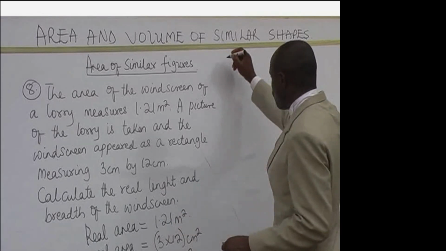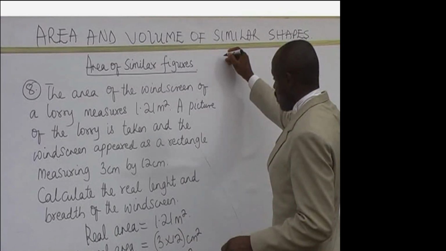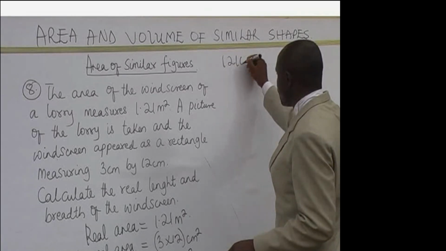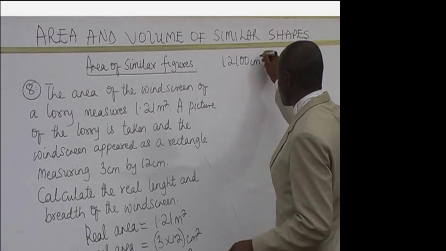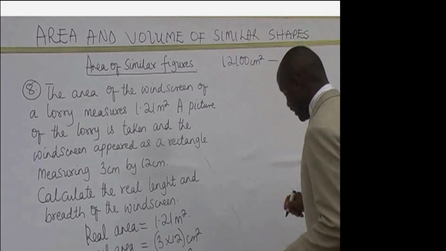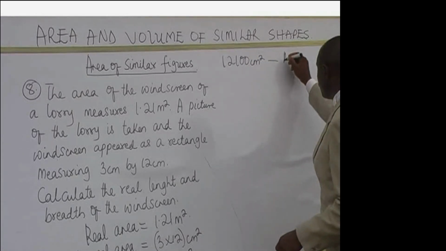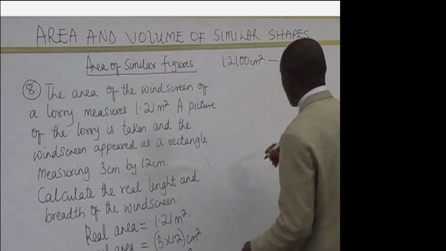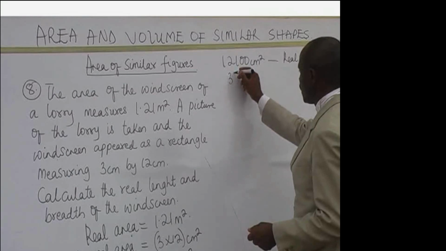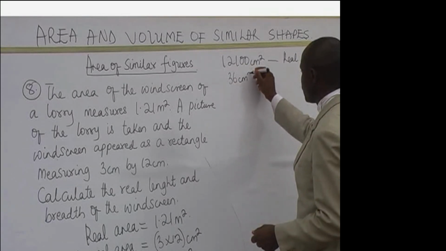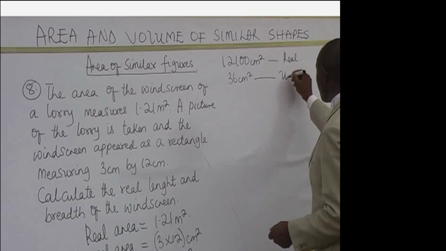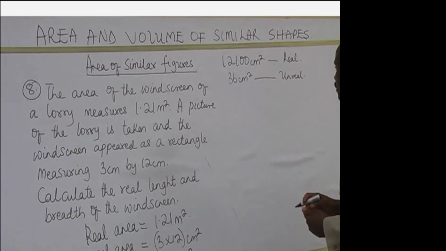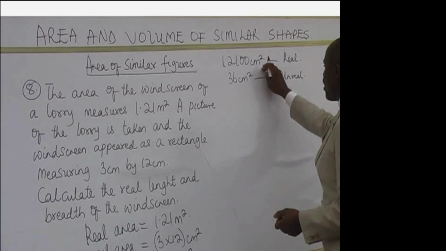So it's going to give you 12,100 centimeters squared. That is the area of the real windscreen. The area of the unreal windscreen, the inside picture, is 36 centimeters squared. Now let's find the area factor.